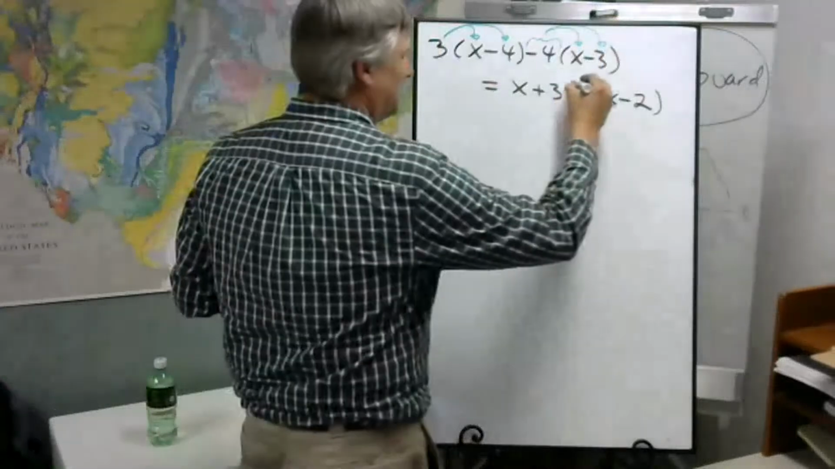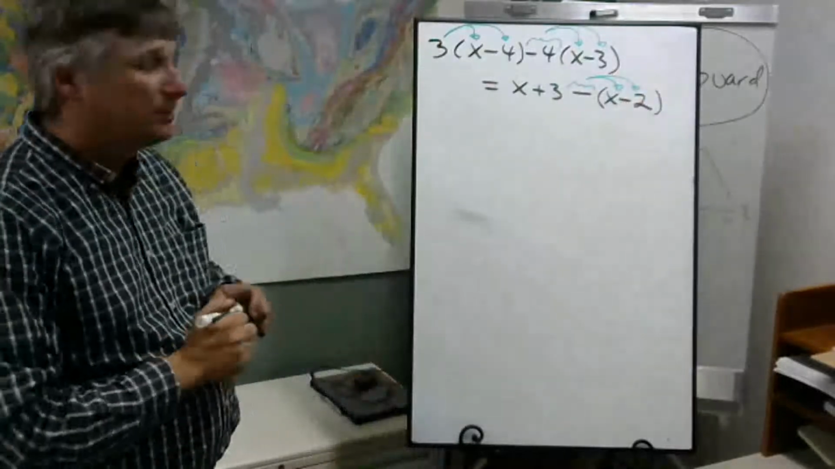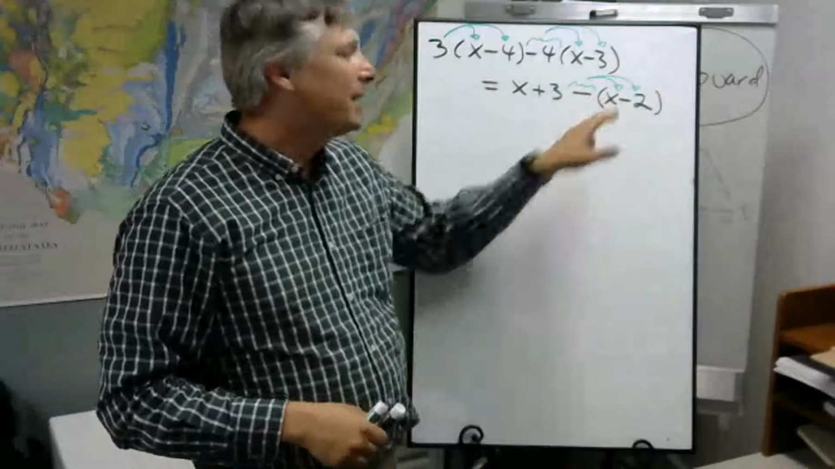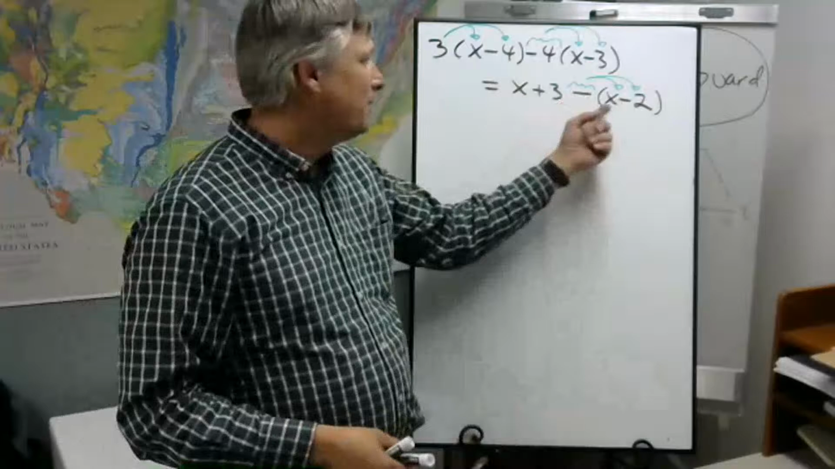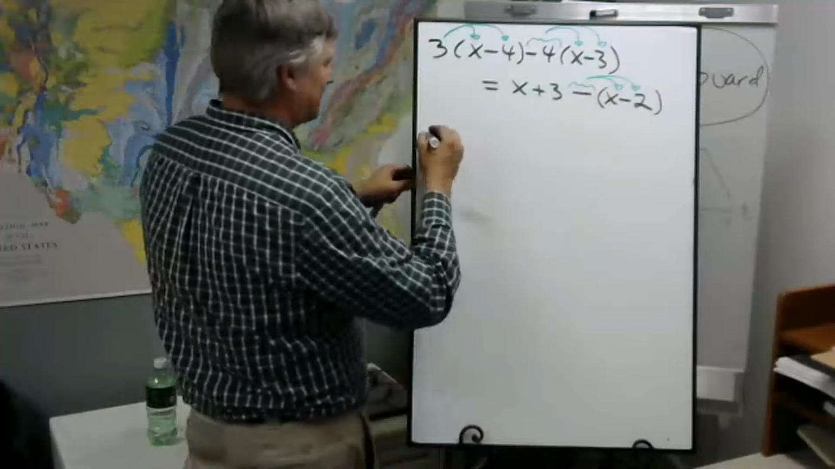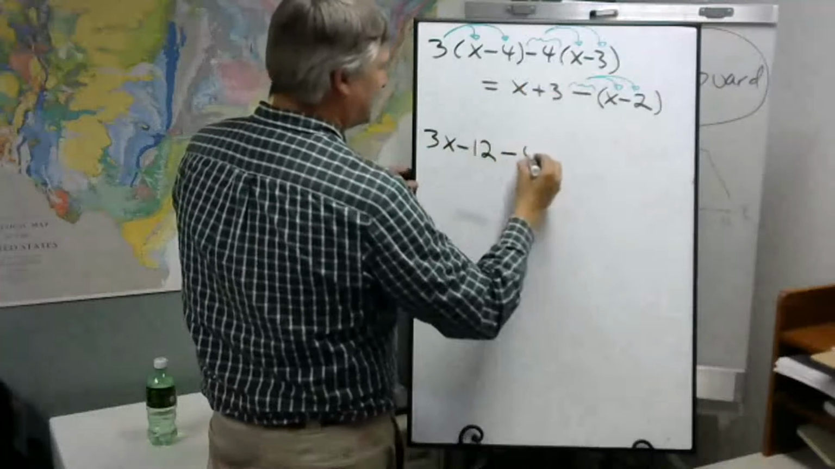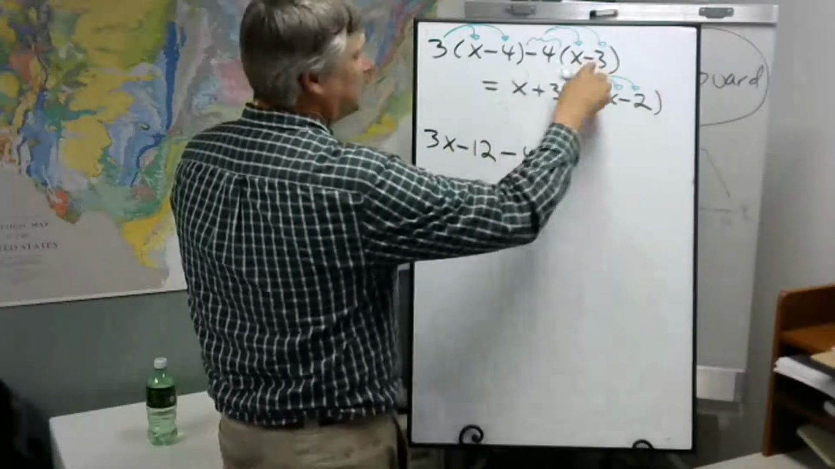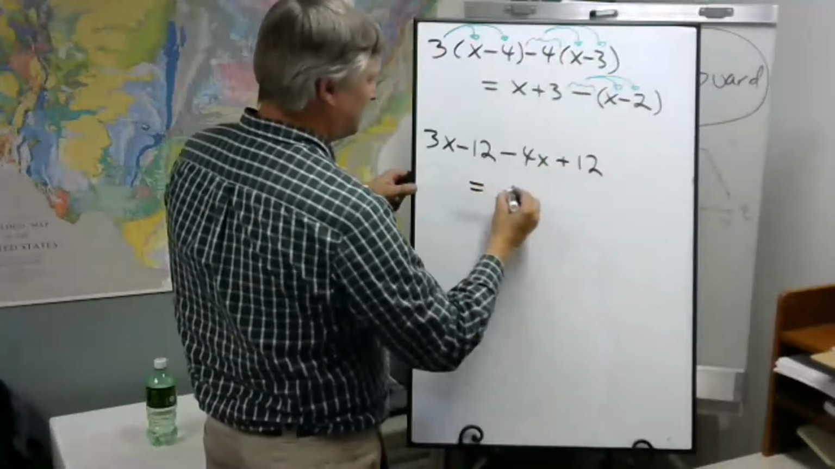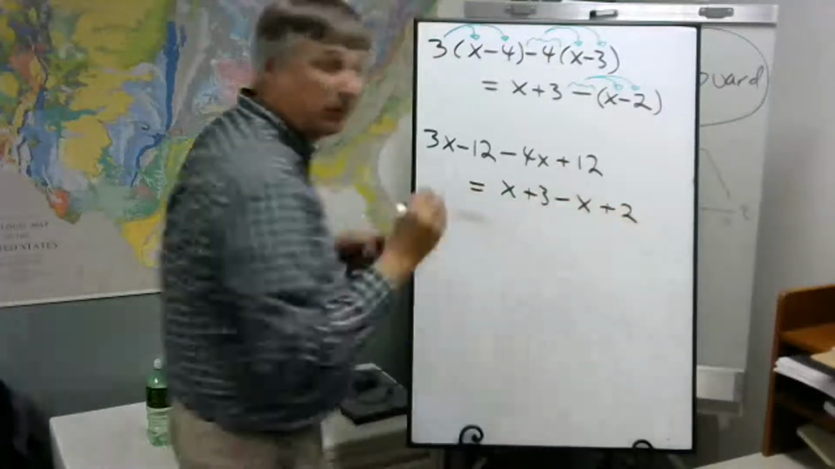And in this case, we're just distributing a minus sign, which is going to act like an opposite operator. So we'll get a minus x, but then minus and minus becomes positive. We're going to get minus x plus 2. So here we'll get 3x minus 12 minus 4x, minus 4 times minus 3 is plus 12, equals x plus 3 minus x plus 2.